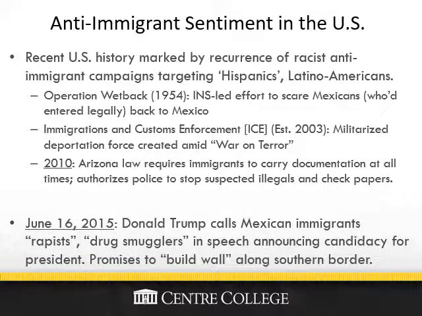So this can be understood in light of a long history of anti-immigrant sentiment within the United States, dating to at least the end of the Second World War. So you have throughout United States 20th century history a series of racist anti-American campaigns that have each been quite politically successful, that have made good rhetoric and made for good politics, that have in particular targeted Hispanics as well as American citizens of Mexican and Latino origin. So starting with Operation Wetback in 1954, which was an effort led by Immigration and Naturalization Services to scare Mexican Americans, most of whom had entered the country legally, back into Mexico using military measures.